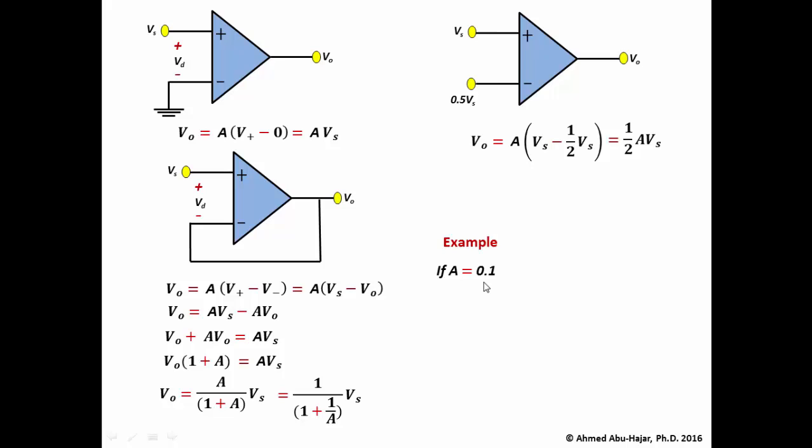Let's say, for example, if A is very small, like 0.1, then V out will equal 1 over (1 plus 10) times Vs, which is basically going to be 1 over 11 times Vs. Now let's say that A equals 1, then V out will be 1 over (1 plus 1) times Vs, which is 1/2 times Vs.